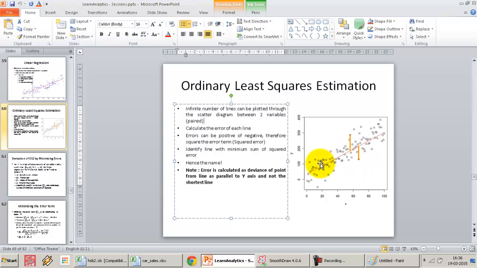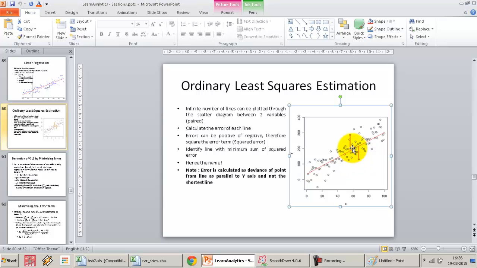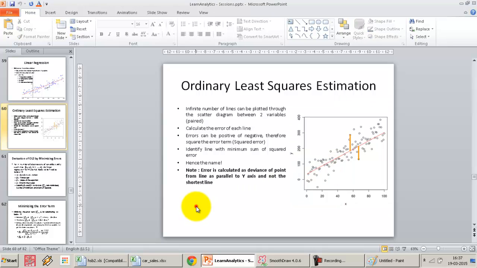For each dot that you see, we calculate this error term as the difference, and we square this term and then add it all up for all the observations. For each line we get the sum of squared errors. We then figure out the line which has the least sum of squared errors, and that becomes the regression line between the two variables x and y. That is the reason why we call it ordinary least squares regression.